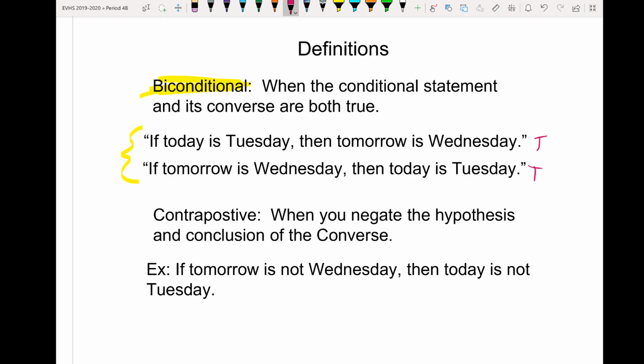Now, one of the ways that biconditionals can be phrased is with the phrase "if and only if." And that's a lot to write, so you'll see me abbreviate that with IFF. And that gets placed in the middle. Today is Tuesday if and only if tomorrow is Wednesday. That implies that conditions go both directions.